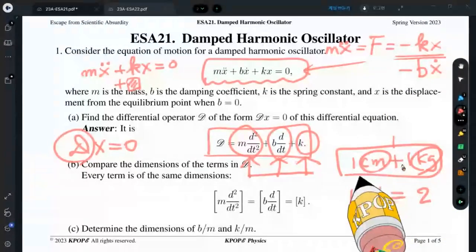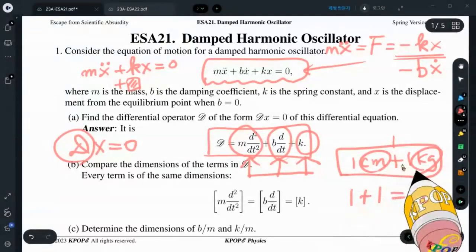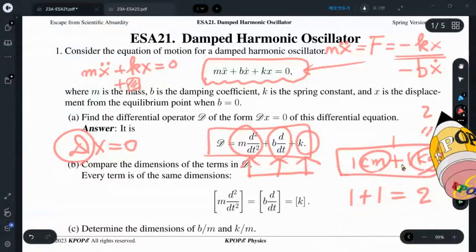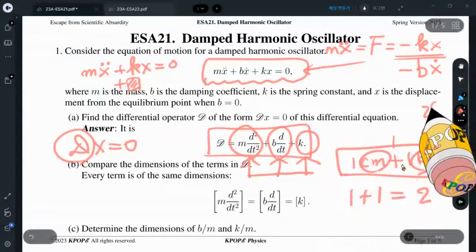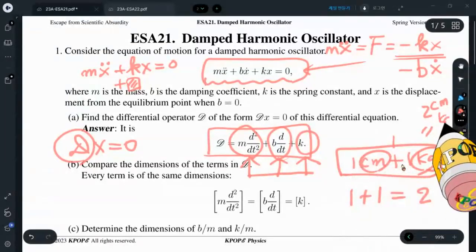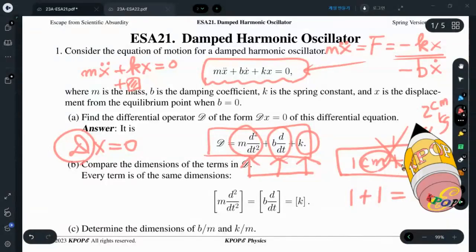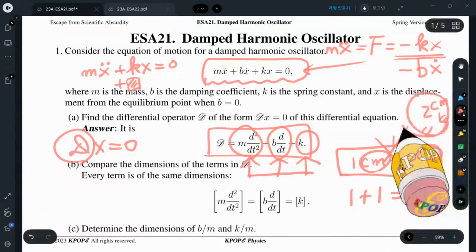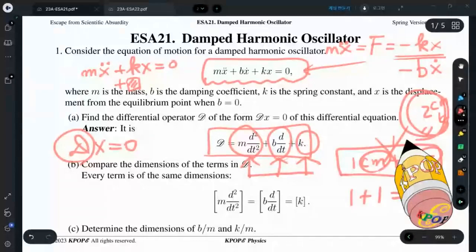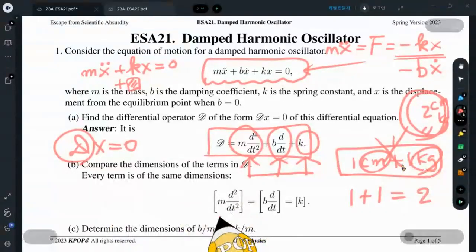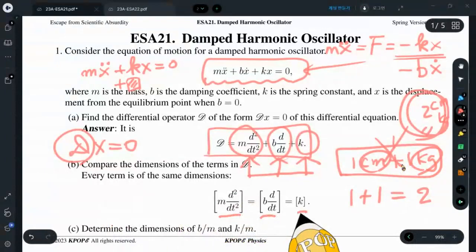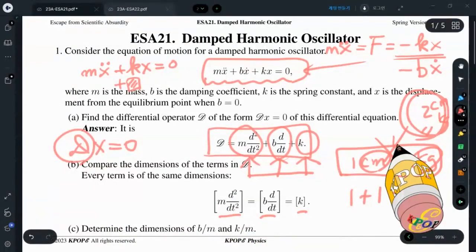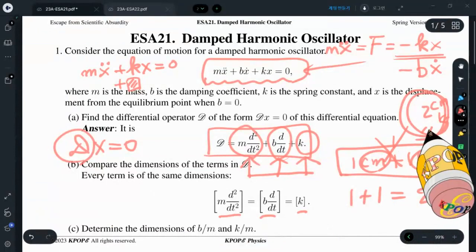But a student may think 1 centimeter plus 1 kilogram is 2 and ask me a question: how can I say it? Is it 2 centimeters or 2 kilograms? Nonsense, because they are ignorant of the physics. So if you learn only mathematics, this kind of thing really happens frequently. So be careful. The physical dimensions of the three must be the same. Determine the dimensions of b over m and k over m.